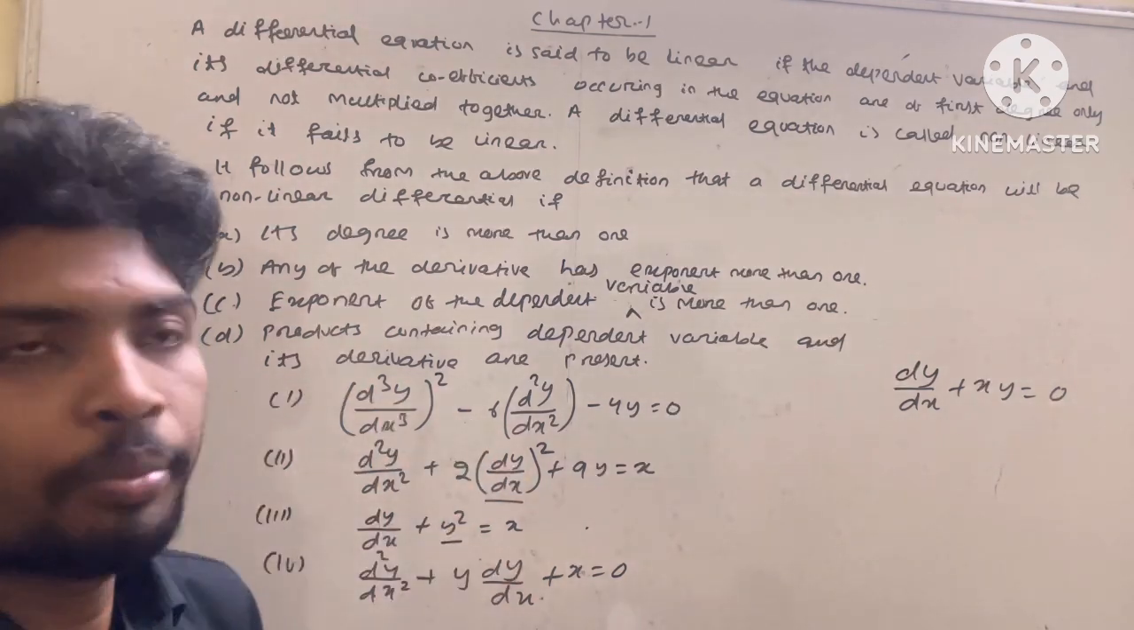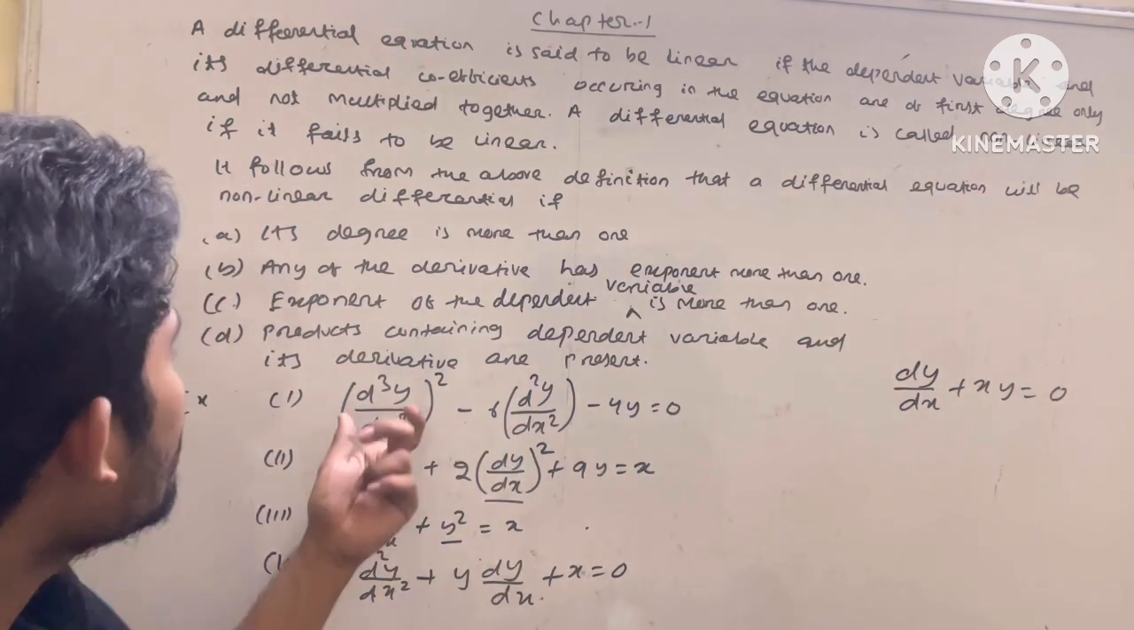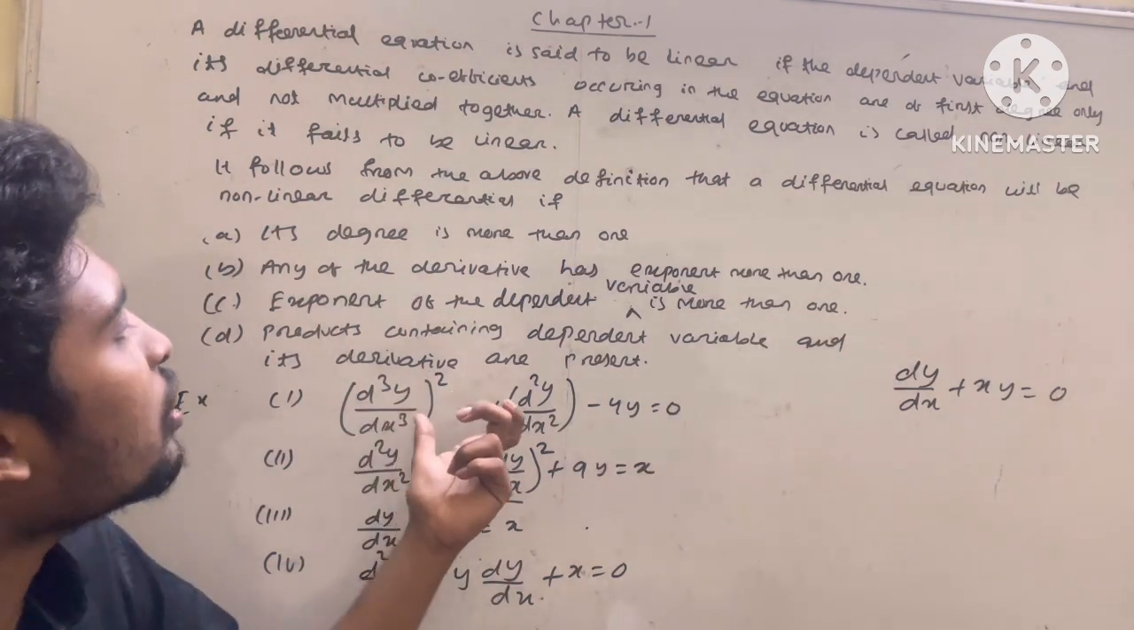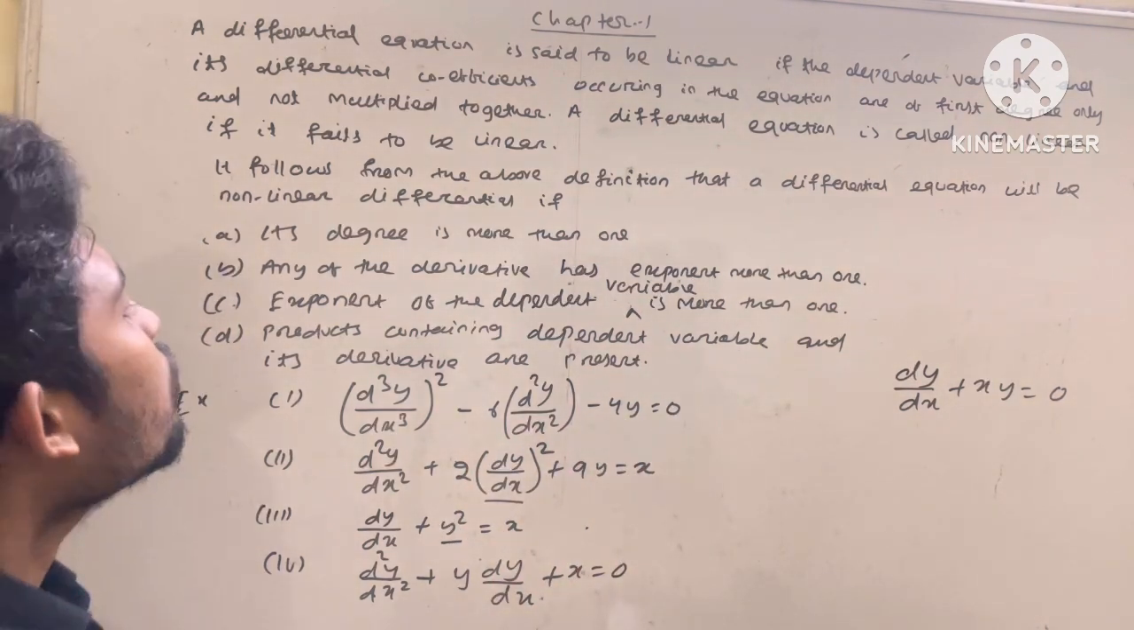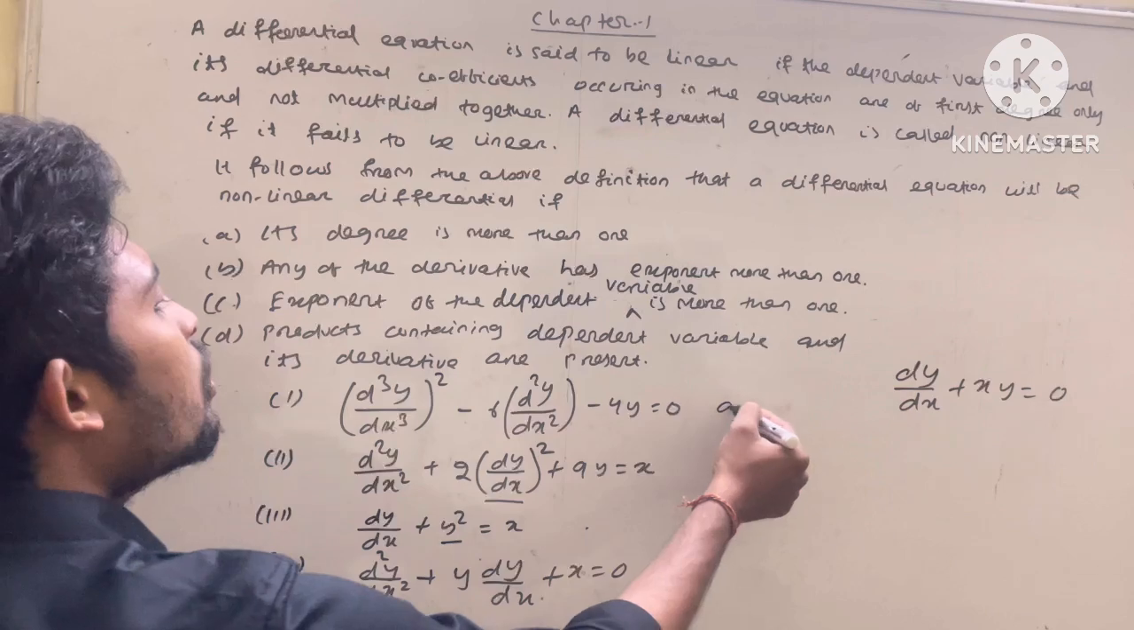Look at the first example here. We have to take some examples. (d³y by dx³) whole squared minus 6 d²y by dx² minus 4y equal to 0. Look at this: here the degree is 2.